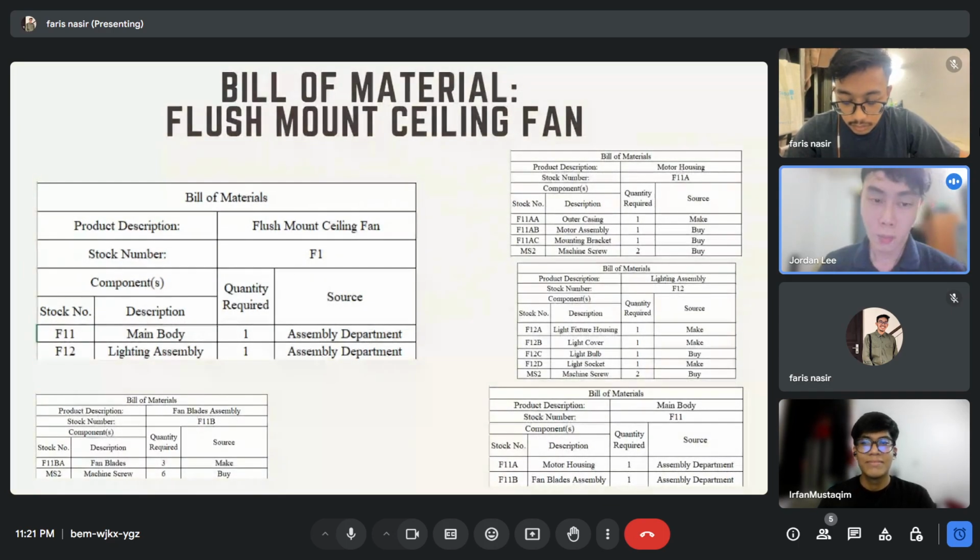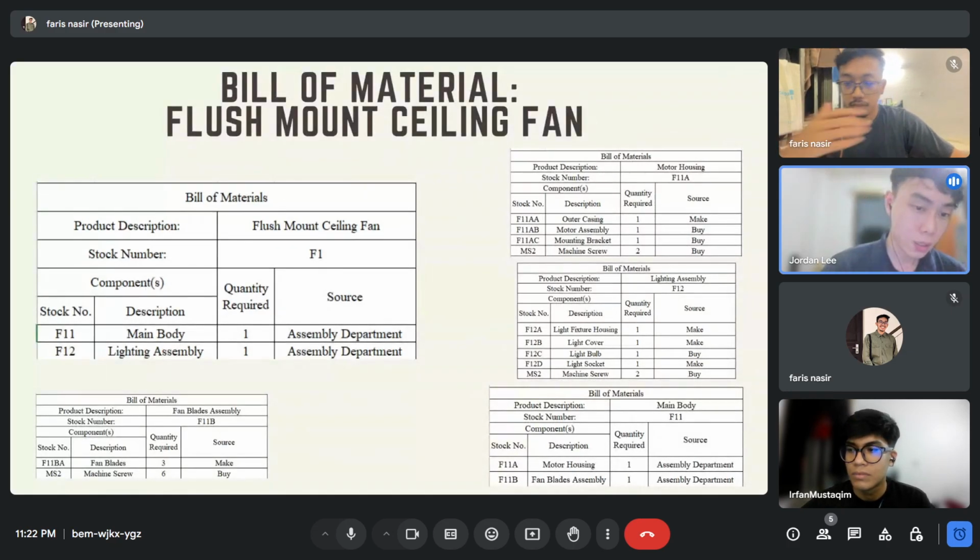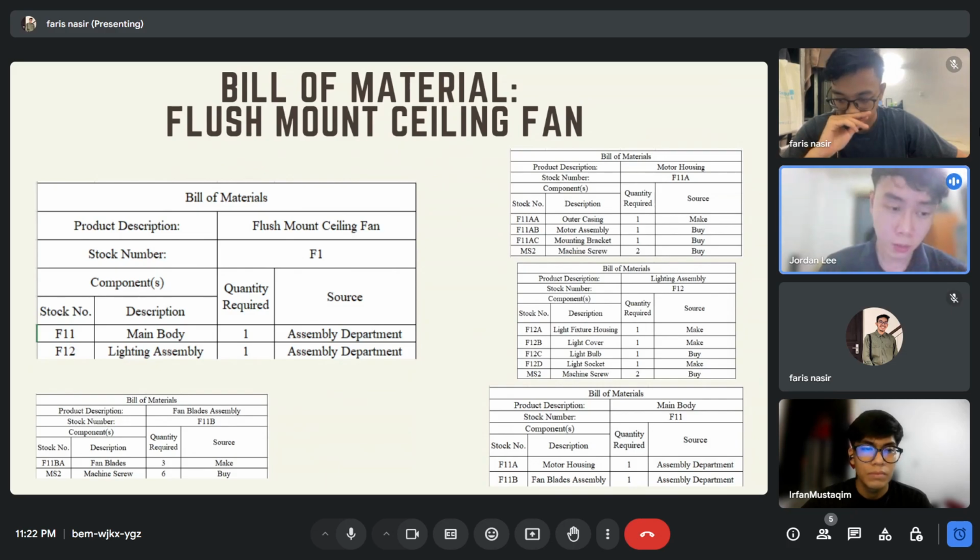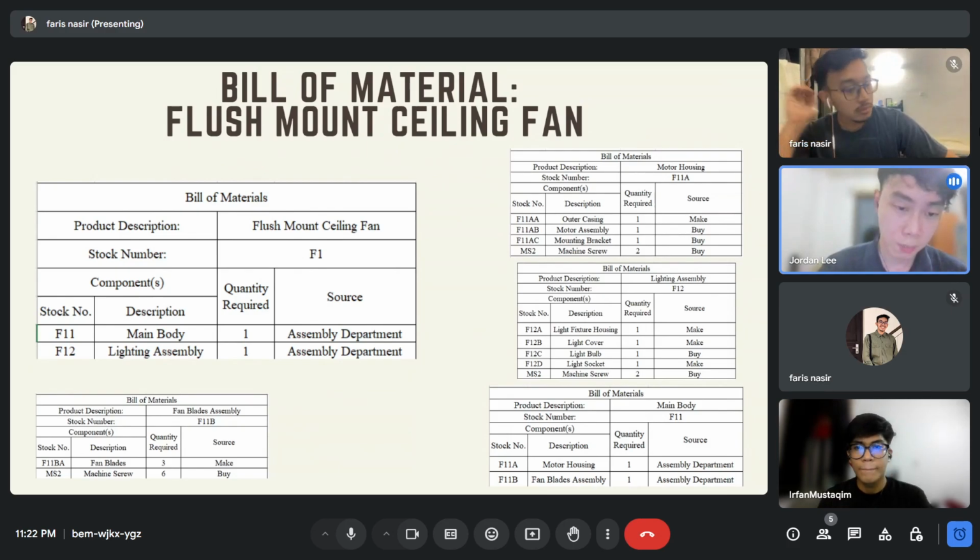So this is the BOM, bill of materials, for the first product, the flush mount ceiling fan. As you can see, the first table shows the 2 main assembly departments, which are the main body and also the light assembly. And the rest of the tables will be the individual assemblies, for example, the fan plates, the motor housing, the light assembly, and also the main body. Next.